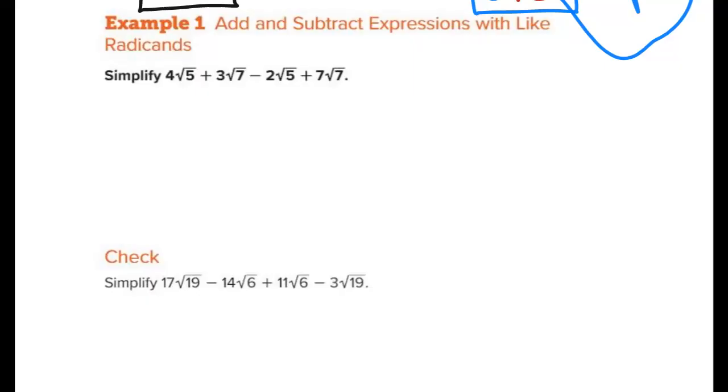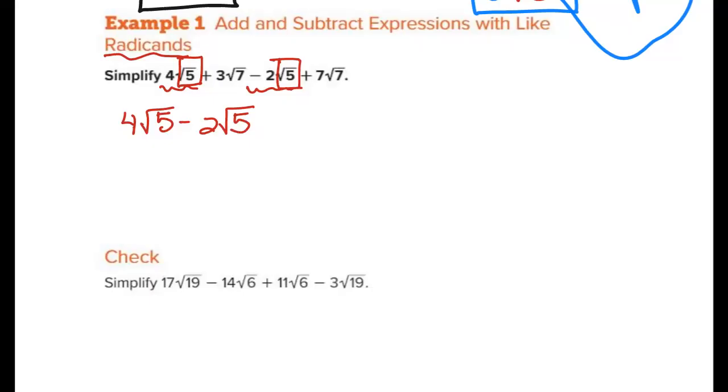Go ahead. 4 times the square root of 5. You're going to put this one and combine it with minus 2 times the square root of 5. Yes, because they share the same radicand. That's what that's called, the radicand. So 4 times the square root of 5 minus 2 times the square root of 5. I'm going to combine those.